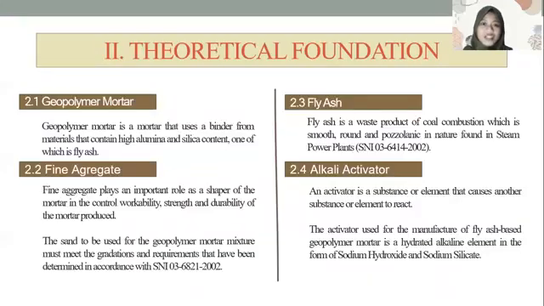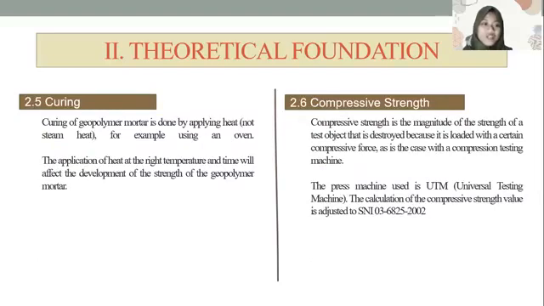And then theoretical foundations. First, geopolymer mortar. Geopolymer mortar is a mortar that uses a binder from materials that contain high alumina and silica content, one of which is fly ash. The ingredients of geopolymer mortar are fine aggregate, fly ash, and alkali activator. And then curing. Curing of geopolymer mortar is done by applying heat, not steam heat, for example, using an oven.